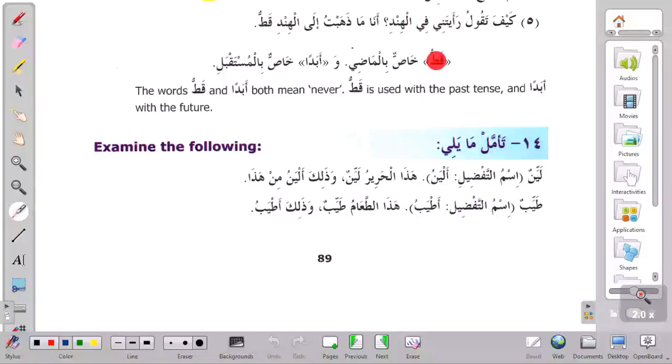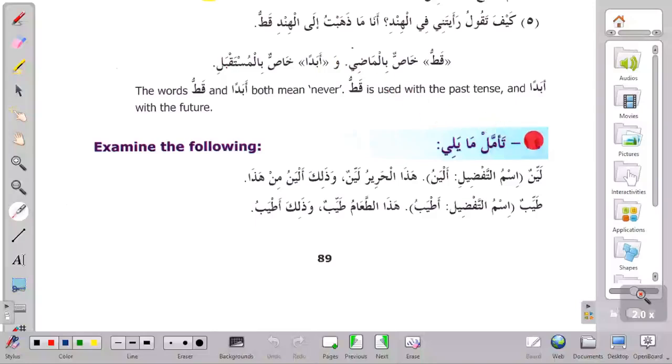The Sheikh is explaining here by saying that qattu khassun bil madi. Qattu is specifically used for madi, the past tense. Wa abadan khassun bil mustaqbal, and abadan is specifically used for the future. Al-mustaqbal bima'na al-istiqbal, the future.